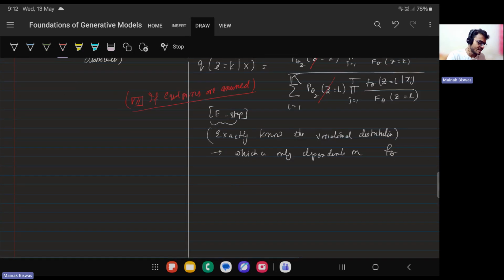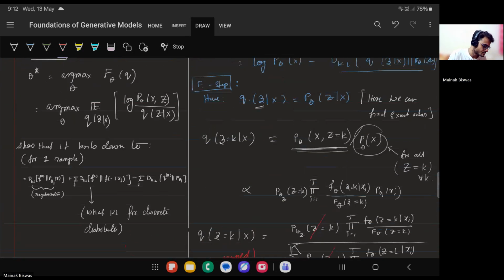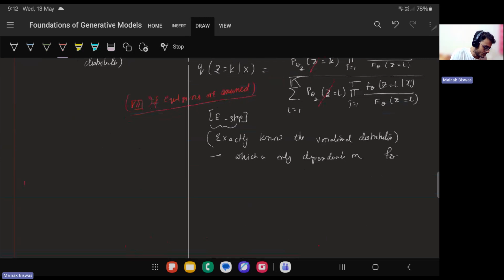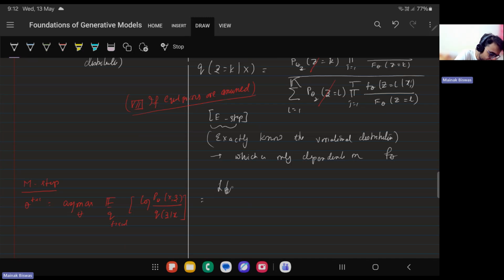So now once we're able to do the E step, we'll do the M step. The M step, we know, is theta t plus 1 is the argmax over theta of the expected value, with q fixed, of log of p theta of x comma z by q of z given x. Okay, so now let us write this down together. Once we're able to write this, we will be able to write it in terms of the KL divergence and we'll get a loss, right? So let us see the loss in terms of theta.